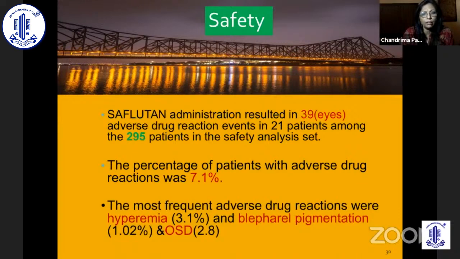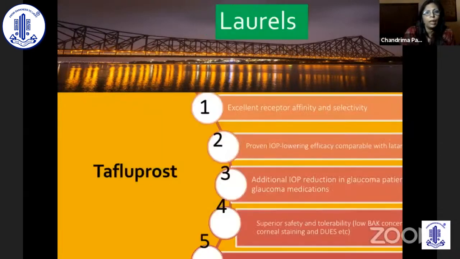The most frequent adverse drug reactions were hyperemia. We did that calculation on the clinical grading of hyperemia, and blepharal pigmentation and OSD. We generally saw the Schirmer's and the TBUT timing, and that's how we came to that. That's 2.8% actually.